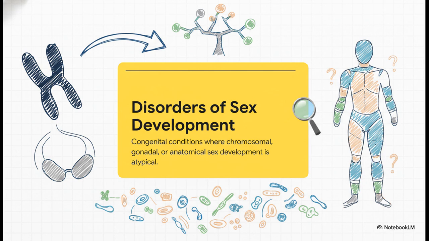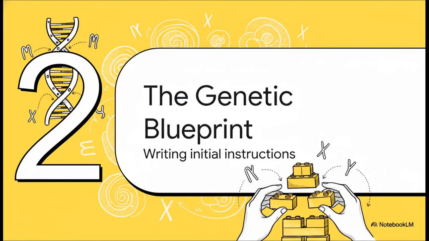DSDs are congenital conditions, which just means they're present from birth, where the development of someone's chromosomes, their gonads, or their anatomy is atypical. And here's the really crucial part, the big shift in modern medicine. These are seen as natural variations in human development, not just as diseases that need to be fixed. All right, so to really understand these variations, we have to go back to the very beginning. We've got to look at the genetic blueprint itself. Let's dig into how those initial instructions for sex development actually get written.